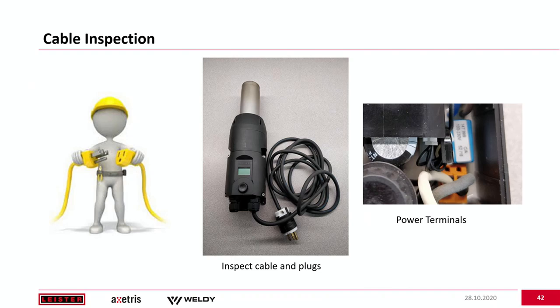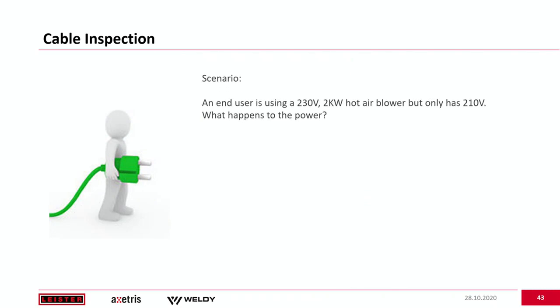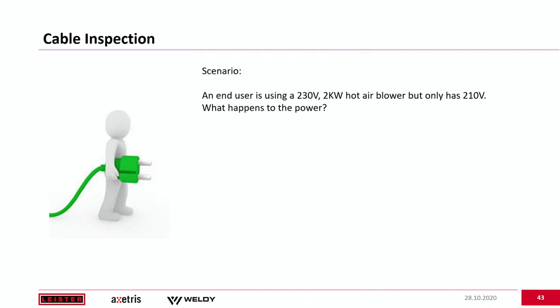And one thing to point out here is it's a good opportunity when you're doing your cable inspection to take a look at the voltage as well. Get your multimeter out and take a voltage reading to make sure that you've got the proper voltage going out to the tool. Why is this important? Well, let's use an example of somebody using a 230 volt, 2 kilowatt tool, but only has 210 volts going out to the equipment that it's installed on.